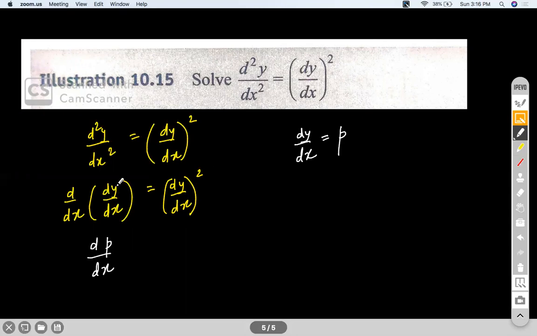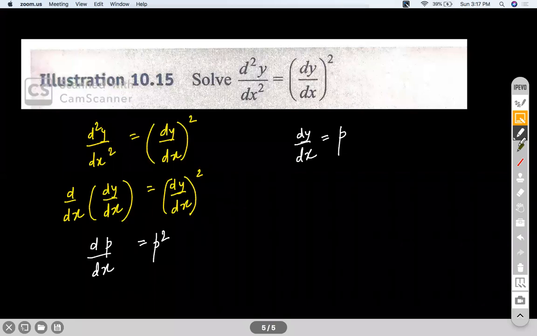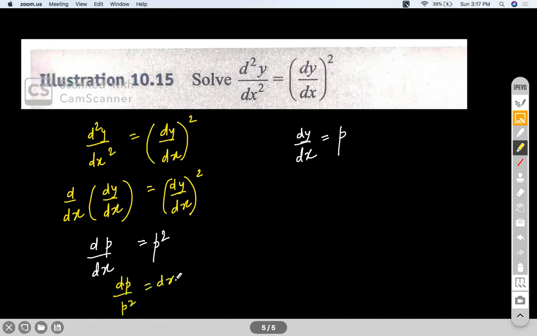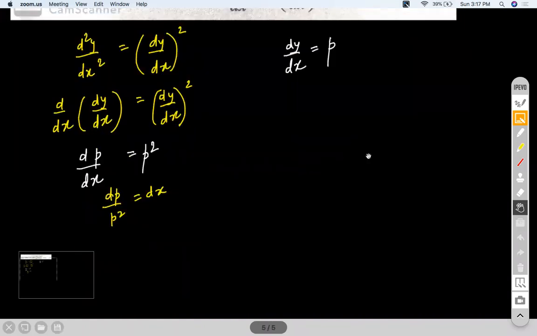Remember, you are differentiating dy by dx again with respect to x, and dy by dx has already been called as the alphabet p here. So dp by dx is nothing but p square, correct? Now you can see that it's clearly a case where your expression has been reduced to a variable separable form. So we can separate the variables out in this case and write it as dp by p square is equal to dx. Okay, let's integrate both sides now.